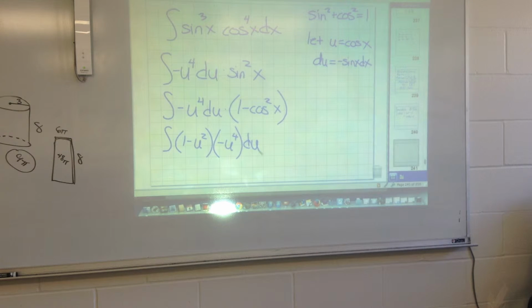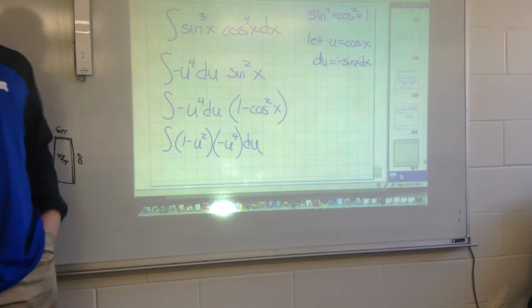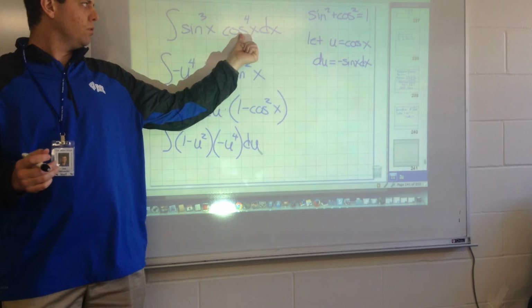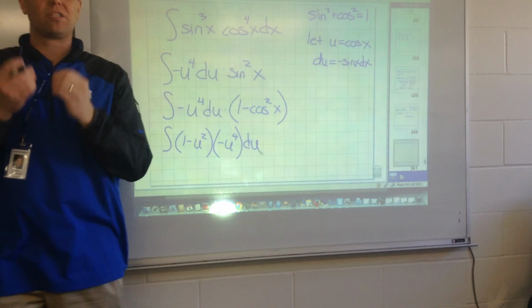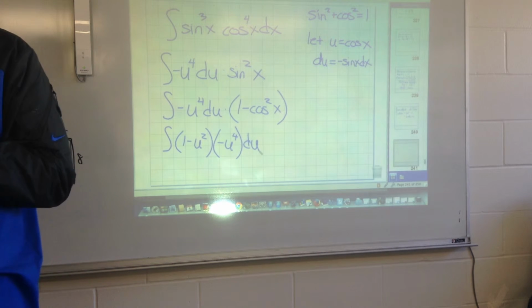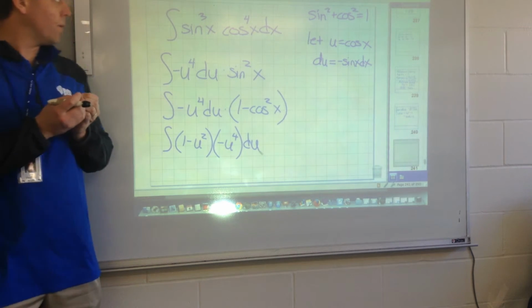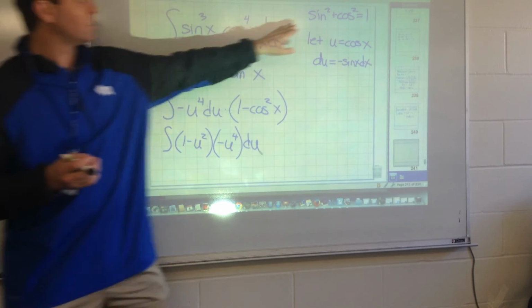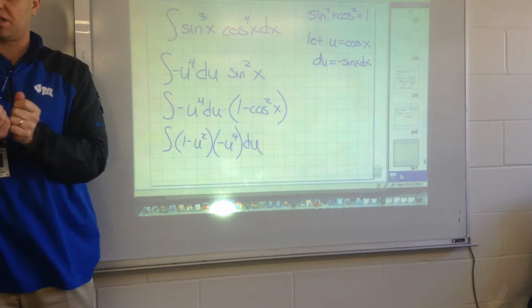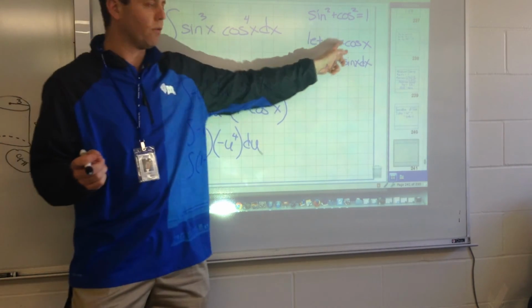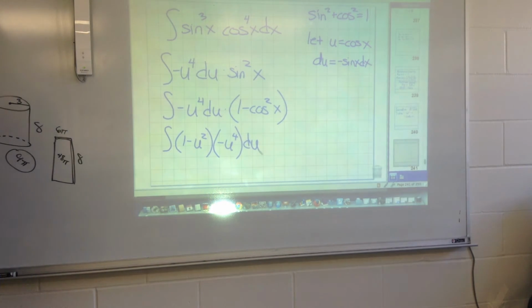So my goal, when I saw this, was to do it similar to how I did the last one. The problem was, if u is cosine x, du is negative sine x, but I still have another sine squared in that. Therefore, I could use the identity that says sine squared is really equal to 1 minus cosine squared, because then I could have everything in terms of cosine squared, which would let me have everything in terms of u. And if you can get everything in terms of u, then you're able to find the antiderivative a little bit easier.